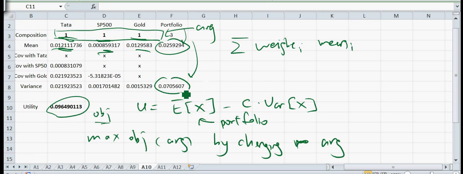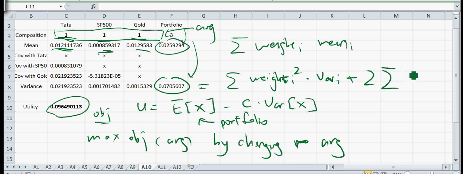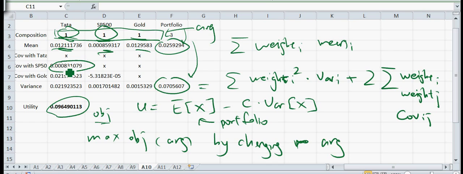And similarly, the variance is the sum of the weights squared multiplied by each variance, plus 2 times the sum of the weight i multiplied by weight j, and then multiplied by the covariance of ij. So for example, it's this weight multiplied by this weight multiplied by the covariance, which is this number here. That would be why I included this variance covariance matrix here as well.